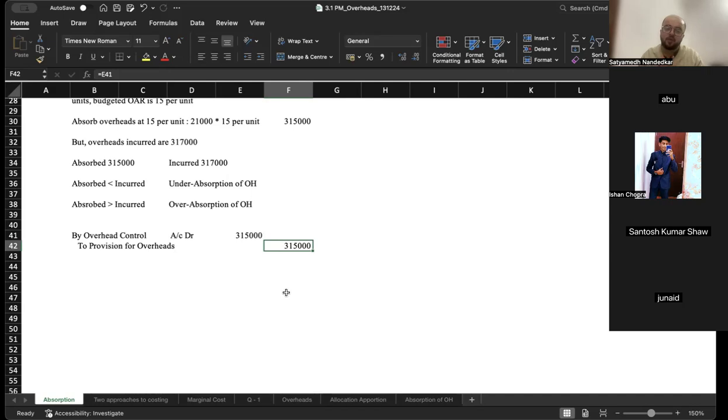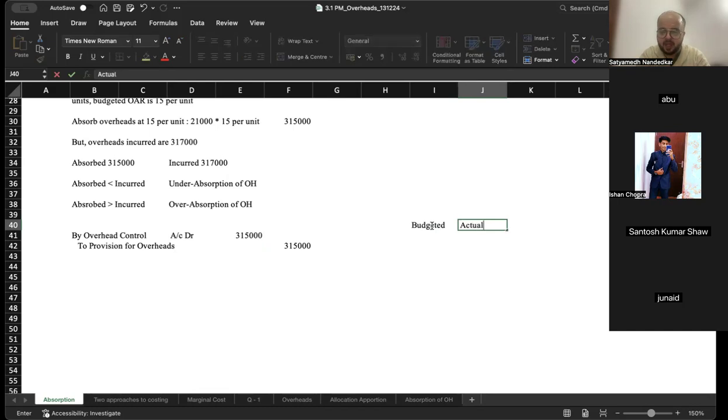Now the actual overheads incurred are more, right? You have incurred 3,17,000. So 2,000 extra, that will be the actual cost of this particular unit. So you will have two columns: there will be budgeted, there will be actual. And yesterday, if you remember, we did fixed budget, we did adjusted fixed budget, which we called flexed budget, and we also did flexible budget yesterday.